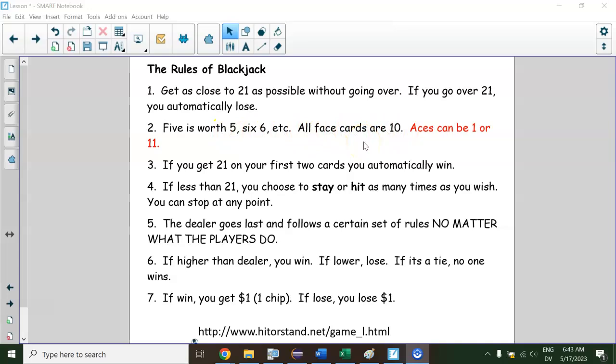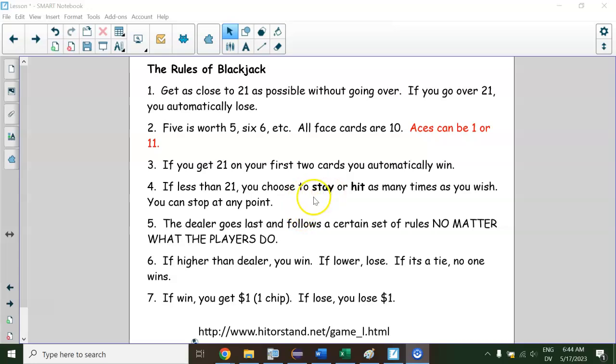So Jack, Queen, King are all 10s. And then aces are kind of a powerful card in this game. They can either be a 1 or 11, depending on the situation. All right, and yeah, so they can be kind of powerful. If you get 21 on your first two cards, you win automatically. That's called a blackjack.